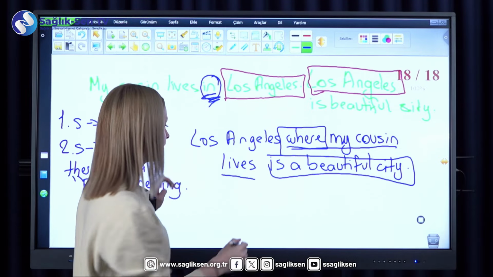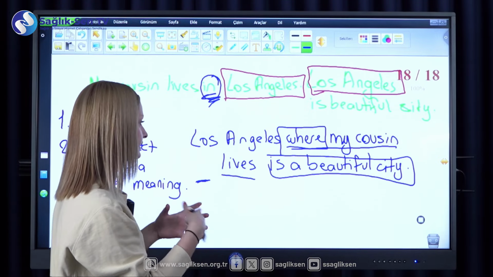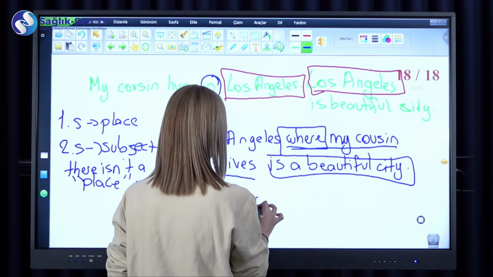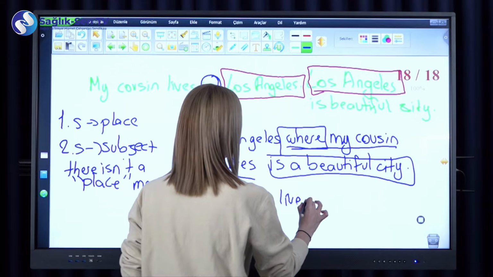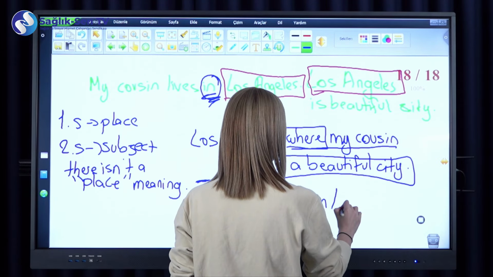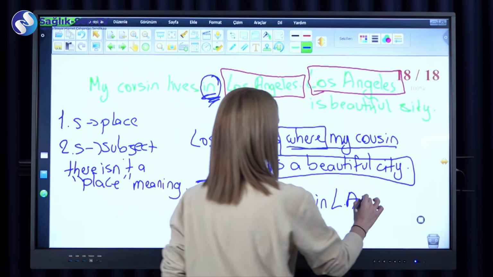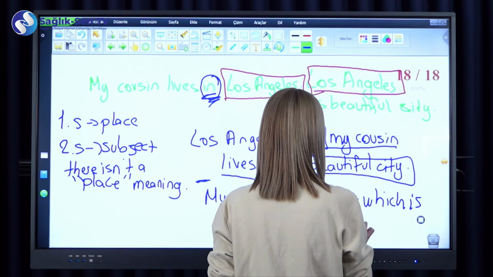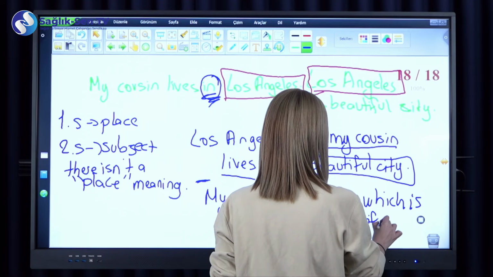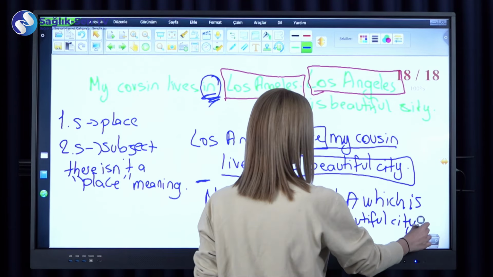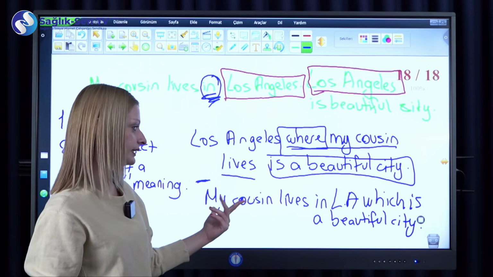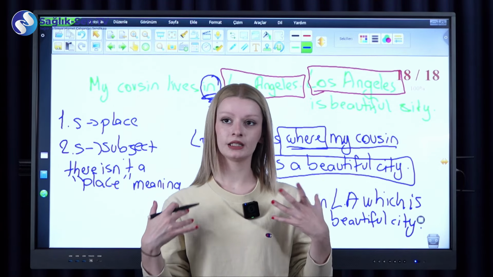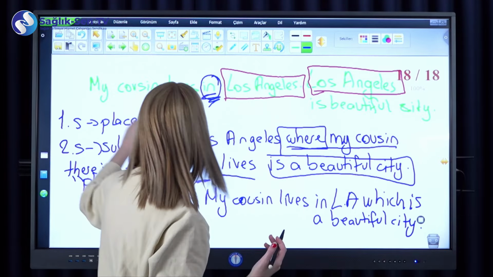And even if I wanted to switch places, it would be like this. My cousin lives in Los Angeles, which is a beautiful city. If I switched the places, it couldn't be where as a relative pronoun.